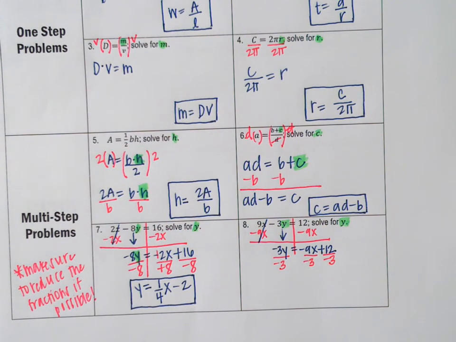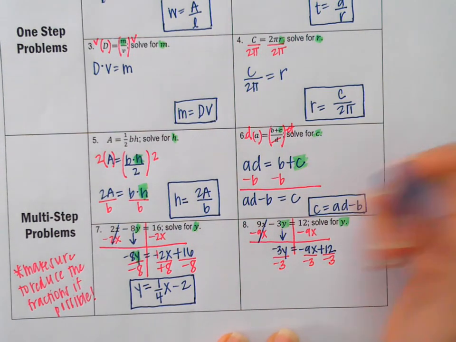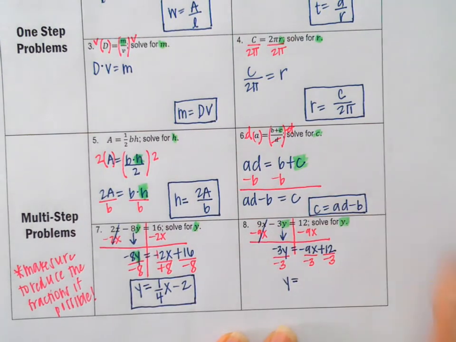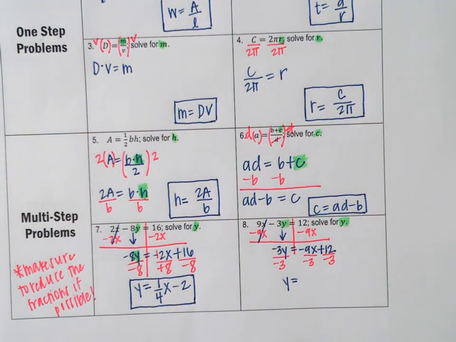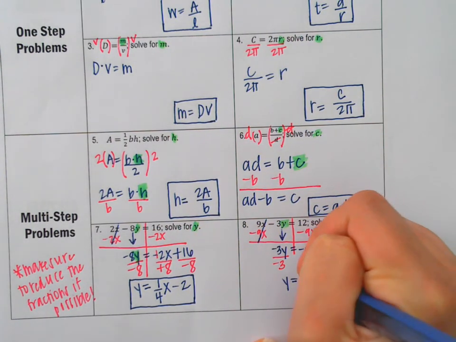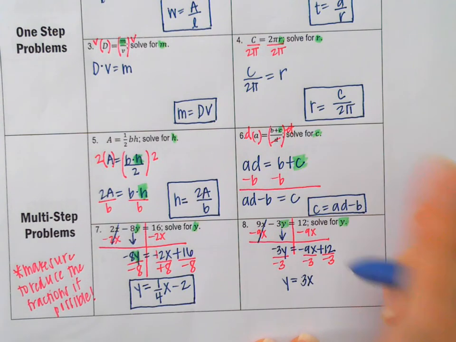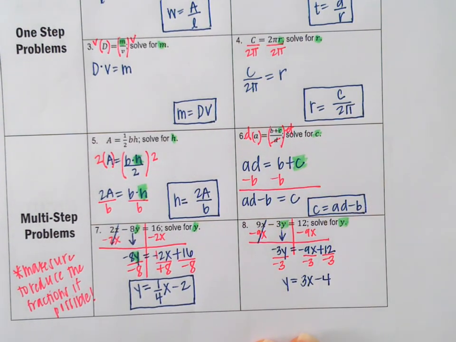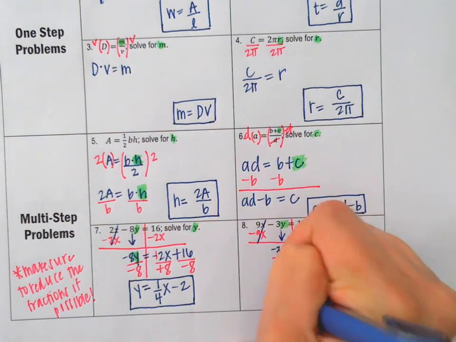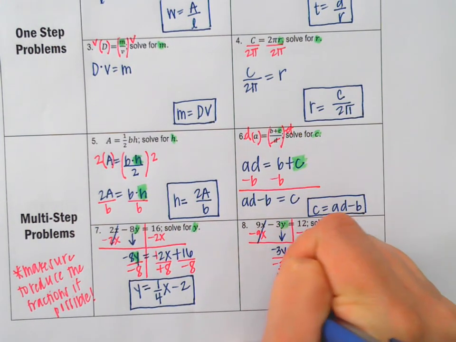So your next step should have been dividing everything through by negative 3. So negative 3 divided by negative 3 gets me y, and now comes our reducing. Negative 9 divided by negative 3 actually gets me a whole number. Negative 9 divided by negative 3 gets me positive 3x, and 12 divided by negative 3 gets me negative 4. And so that is my final reduced answer.